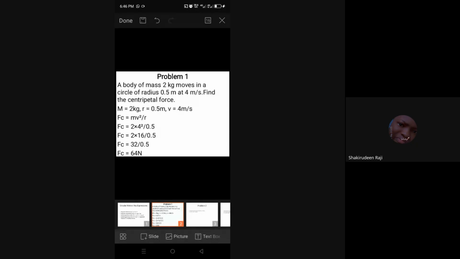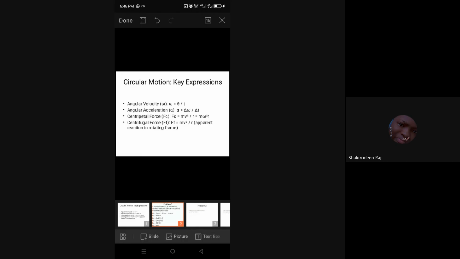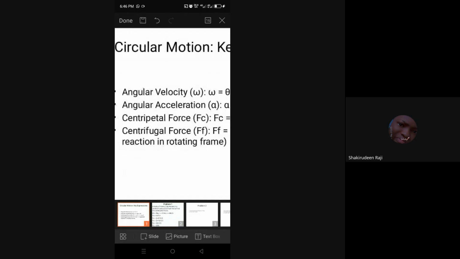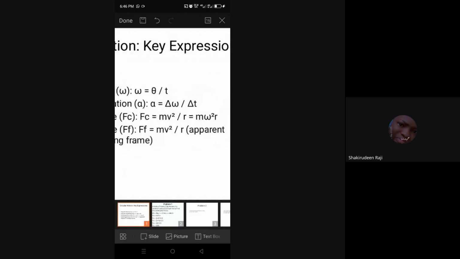Meters per second is velocity. So 4 meters per second is the velocity you have been given. You write it down. Find the centripetal force. Now, if you come back to the formula, the question is asking you to find centripetal force. Centripetal force is mv square over r. That is mass times velocity square over radius.